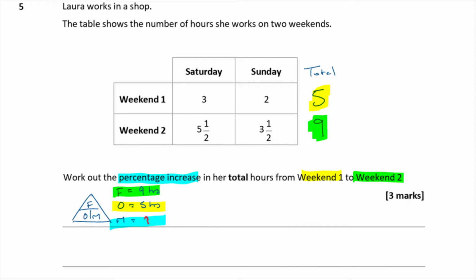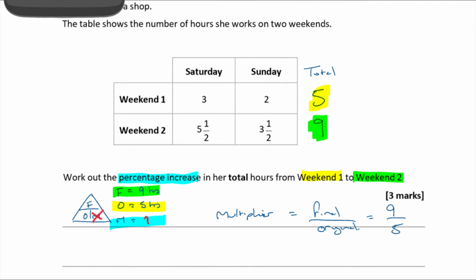Put my thumb on the one I want to find, cover it up, and then that tells me that the multiplier is equal to the final divided by the original. So multiplier equals final divided by original. And that is equal to, what's that? That's final 9 divided by original 5.